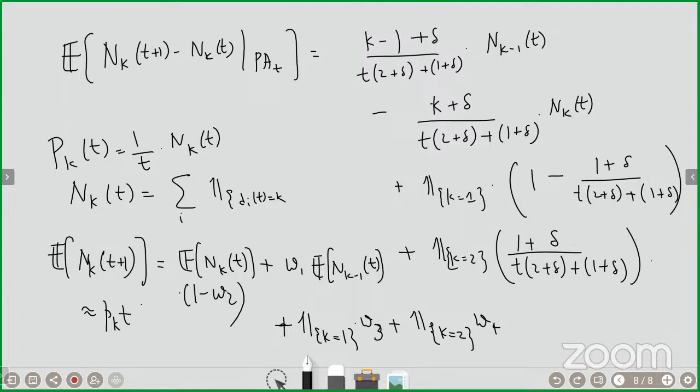Now, if I want this to be close to little pkt, what should the expectation be close to? This itself. This I want to be close to little pk. What do I want NKT to be close to? The expected value to be close to little pkt. If this is going to be a solution of this equation, what does pk look like in this? Can you just stare at it and tell me? And also use the fact that t is going to infinity. What should you really exploit?